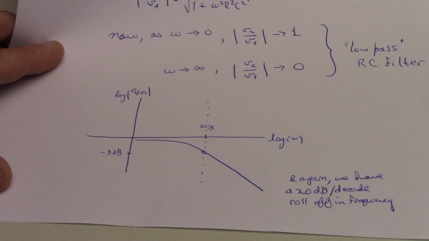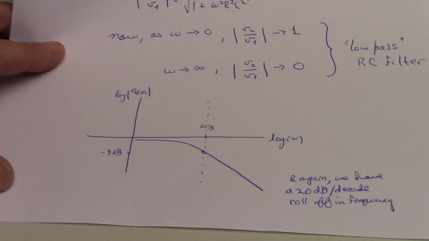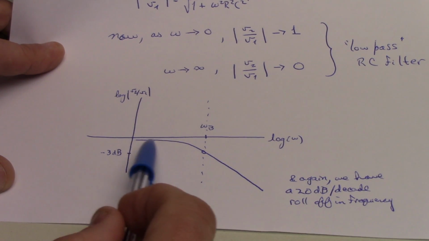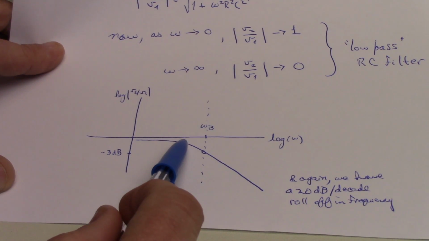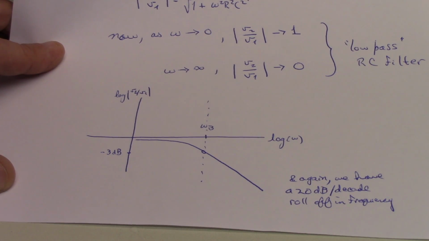And so, again, the usual way of plotting this, log of the gain versus log of the frequency, is just the opposite of what we had before. At low frequencies we have near unity, a gain of 1, and then it rolls off, again at a 20 dB per decade roll-off in frequency.